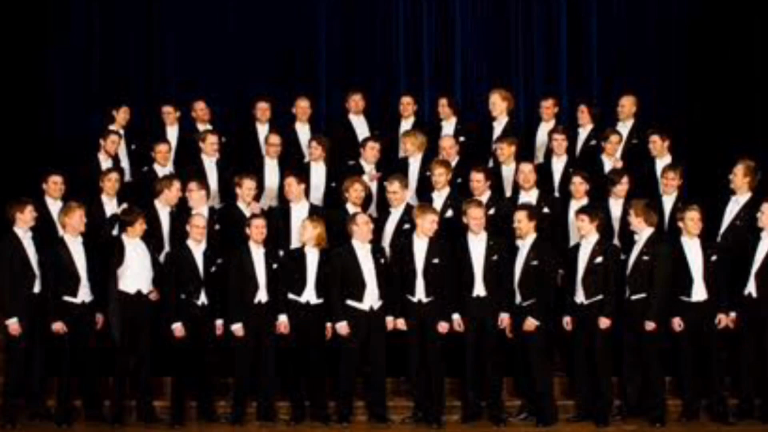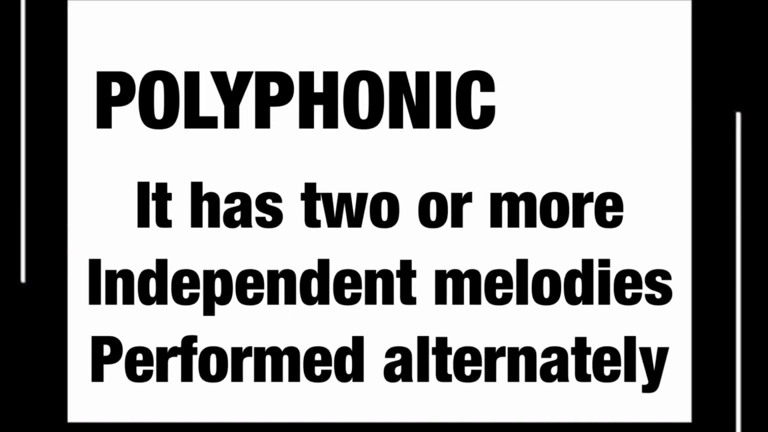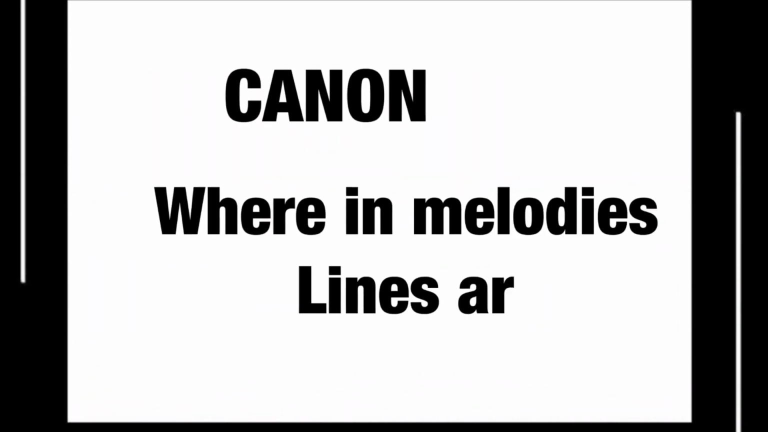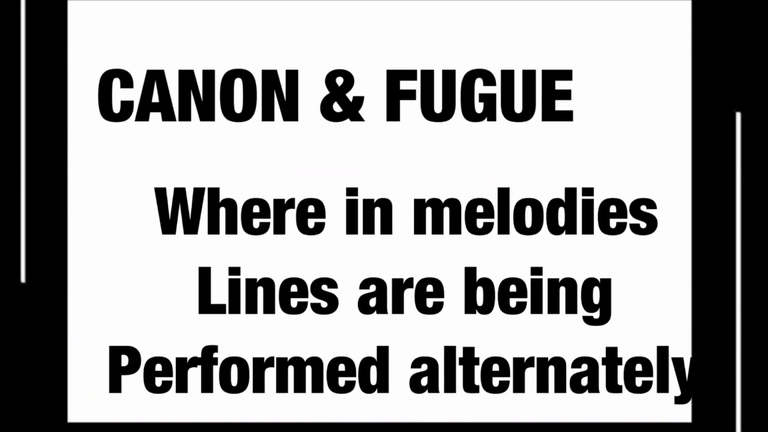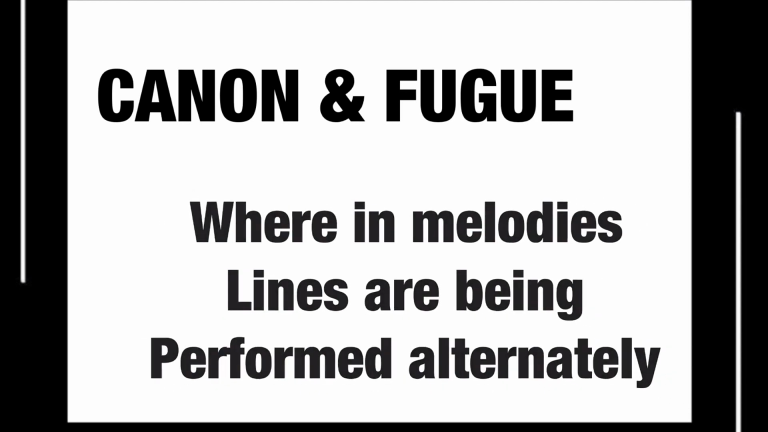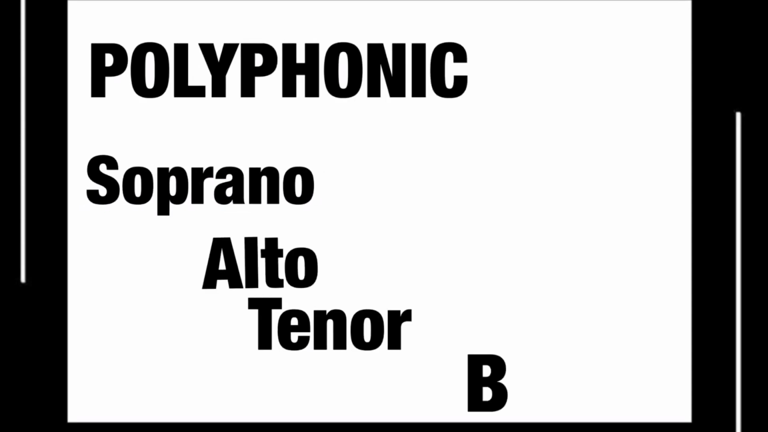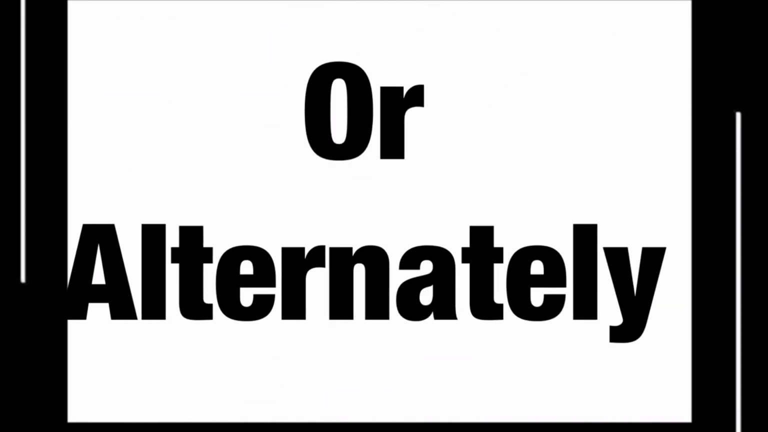And for our last texture, we have polyphonic. It has two or more independent melodies performed alternately. The most common example of this one is canon and fugue, where the melodic lines are being performed alternately, repeatedly. In polyphonic texture, we have the soprano, the alto, the tenor, and the bass singing one after the other or alternately.